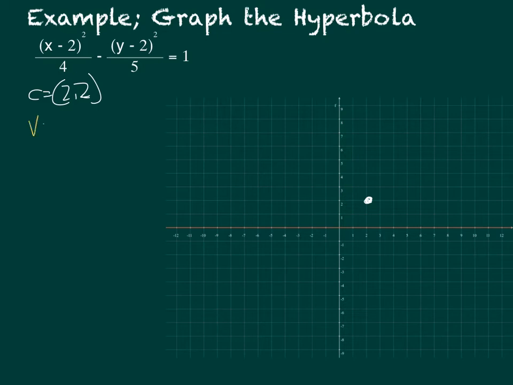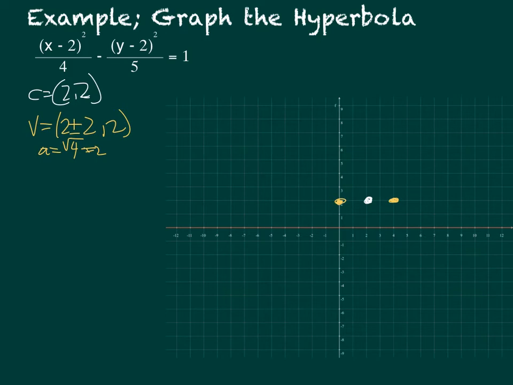And then my vertices have to do with, it's horizontal because my x is first, so I know I'm going to change my x. So I'm going to take 2 plus or minus my a. My a is the square root of 4, which is 2. So plus or minus 2 comma 2. So that would make it 0, 2, and 4, 2. So those are my two vertices.